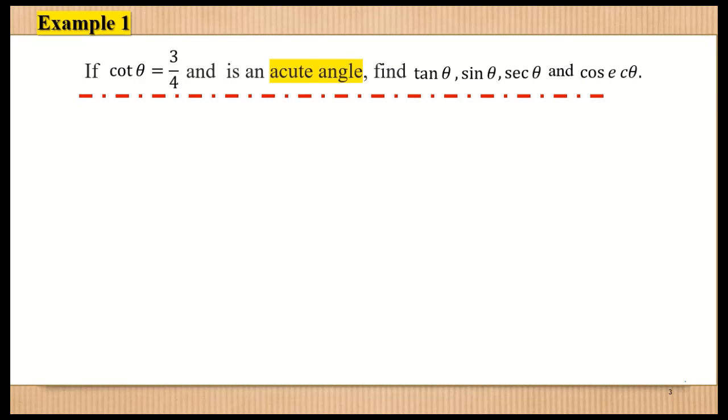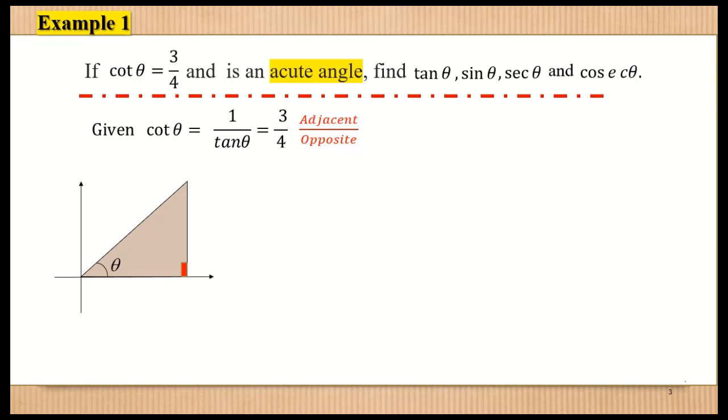For example, if cotangent theta equals 3 over 4 and theta is an acute angle, find tangent theta, sine theta, secant theta, and cosecant theta. Cotangent theta is equivalent to 1 over tangent theta, which is adjacent over opposite. We draw a right triangle in the first quadrant. We have the value of adjacent as 3, opposite as 4. To find the length of the hypotenuse, we have to use the Pythagorean theorem.